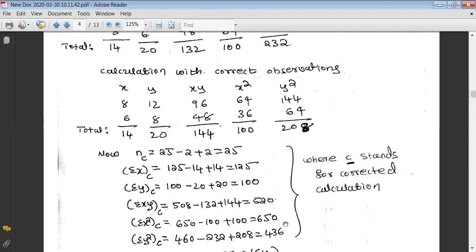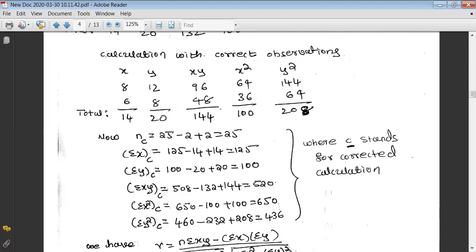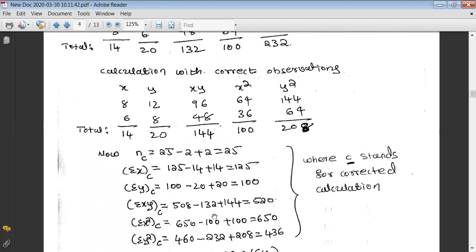Now let us calculate the corrected total of xy. Earlier total of xy is 508 that we have written, and the wrong total of xy is 132 we have taken out, and the correct total of xy is 144. If you take the calculation, it results as 520, and we find the difference here. Earlier it is 598, now it becomes 520.